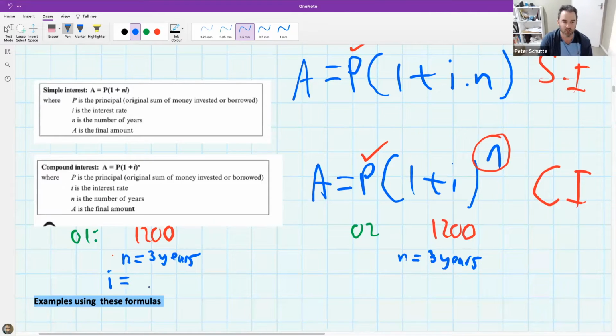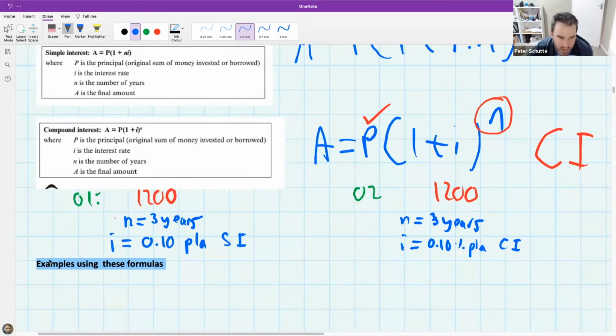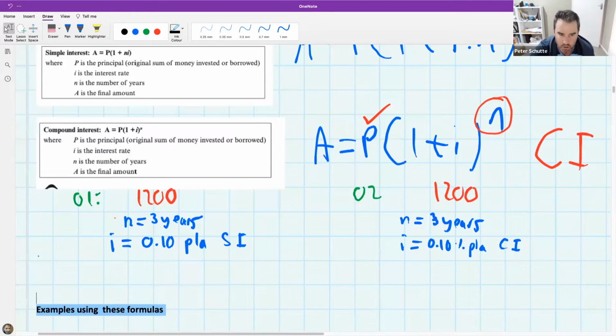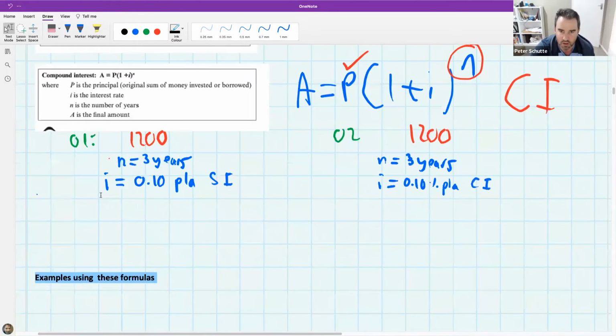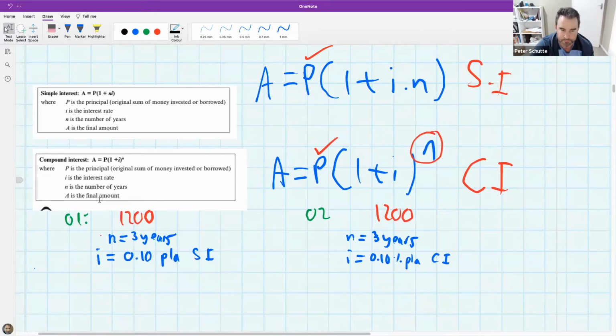However, your interest rate here is 10% per annum, simple interest on the left-hand side, and the interest rate on the right-hand side is 10% per annum, but it's compound interest, 10% per annum, compound interest. I want you to work out how much you will end up with in option 1 and how much you will end up with in option number 2, given that I've given you the formulas above here.